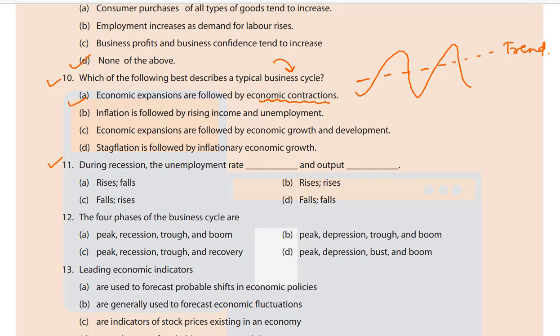So during a recession, the unemployment rate rises and output falls. That means it is A, 11A.